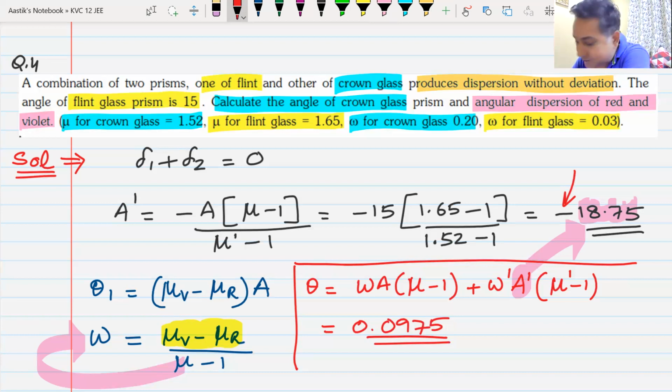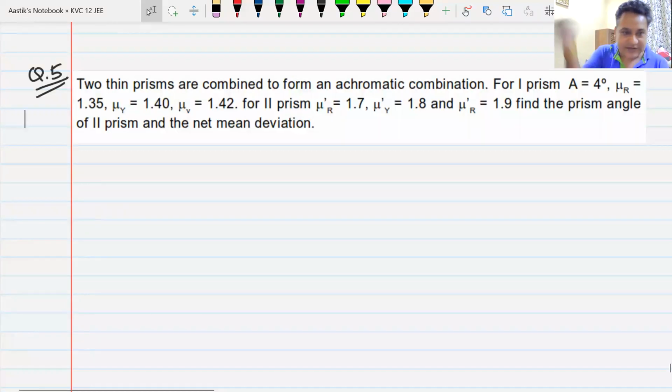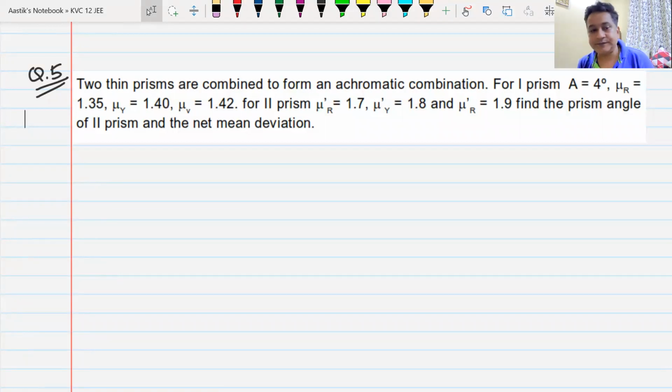You have exactly 3-4 minutes to solve this question, and the question comes to you right on your screen now. Two thin prisms are combined to form an achromatic combination. Do you understand the meaning of this technical term? What does achromatic combination mean? Deviation without dispersion. Yes, deviation without dispersion. There is no dispersion now.